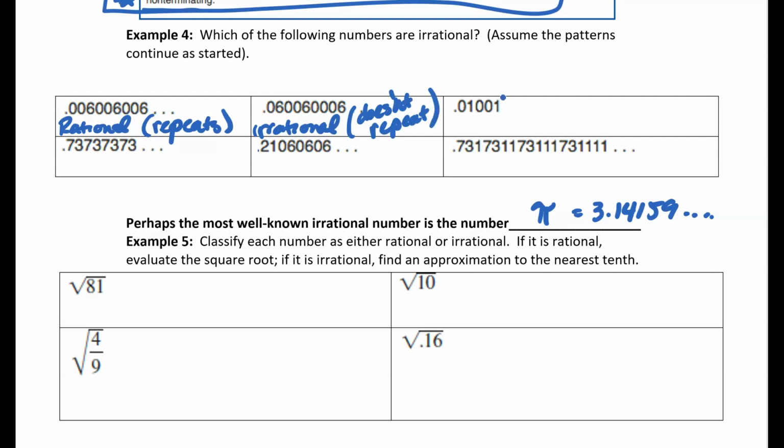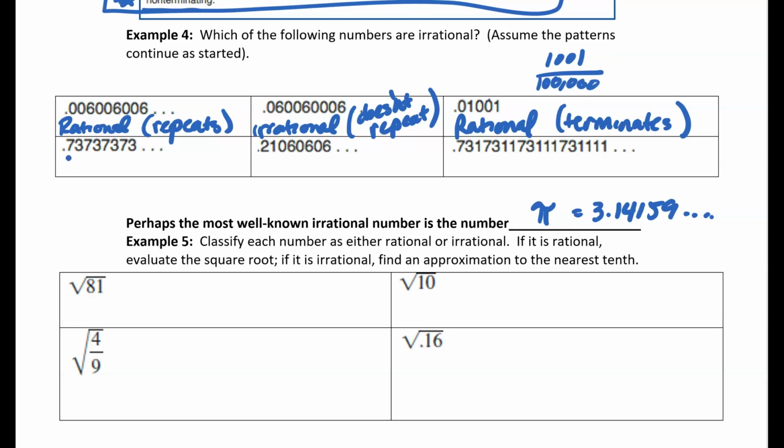This one terminates, it ends, so this is rational. And remember with decimals, you can just look at the place values: tenths, hundredths, thousandths, ten-thousandths, hundred-thousandths. That's the denominator, and then you can just put the number as the numerator on the top. And there you go, you've got your fraction, your rational number.